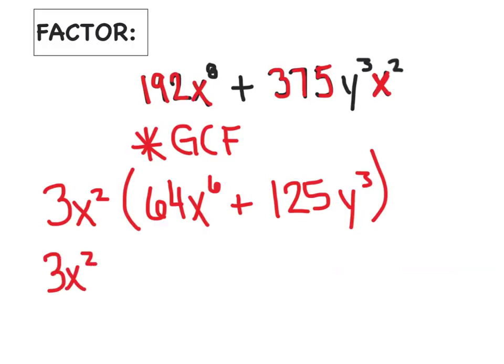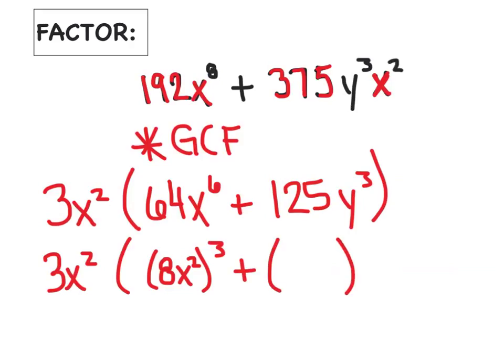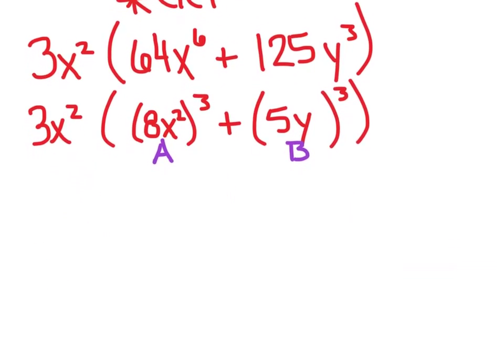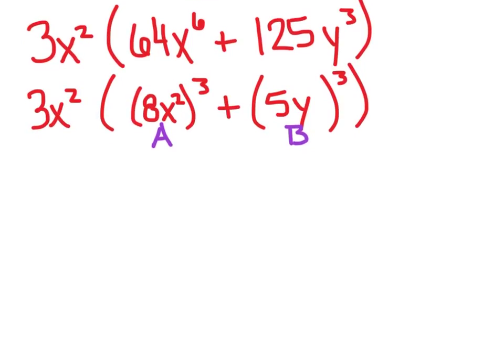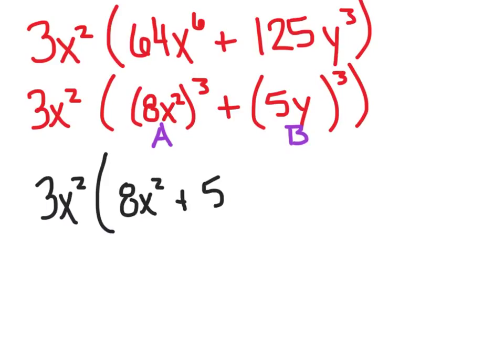Let's see. What did I have to cube to make 64x to the 6? I'm going to say it's 8x squared. And what did I cube to make 125y cubed? I'm going to say it was 5y. So what I'm thinking is 8x squared is my a value, 5y is my b value, and now it's just time to plug in. Instead of working horizontally from left to right, I'm going to work straight down here. I'm going to carry down the 3x squared. And let's see, the first term is going to be a plus b. So I've got 8x squared plus 5y.